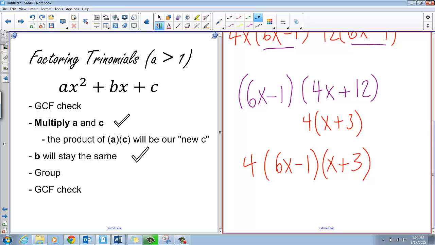And we know that we are done because there's no more GCF that can come out of that. So we are finished.